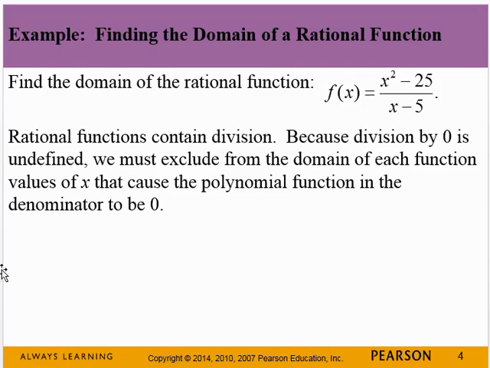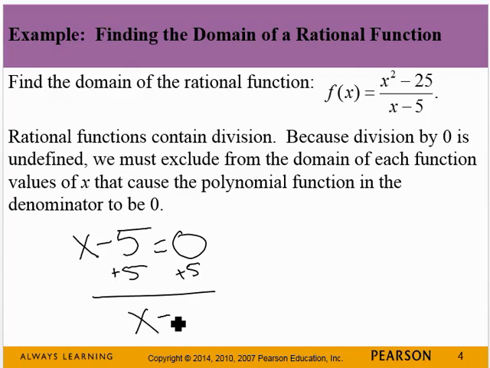So in this example, find the domain of the rational function. Rational functions contain division. Because division by 0 is undefined, we must exclude values from the domain of each function. So you have to exclude all values of x that make that denominator equal to 0. So that means we have to have x minus 5 set equal to 0. So this means we cannot have x equals 5.